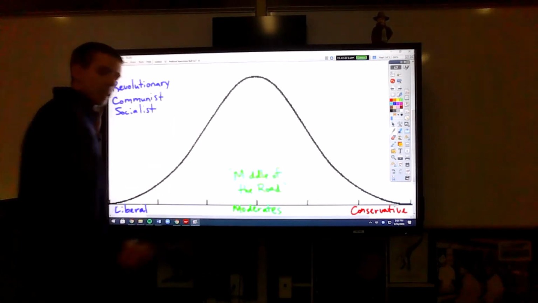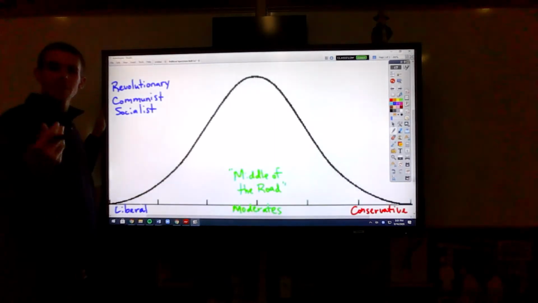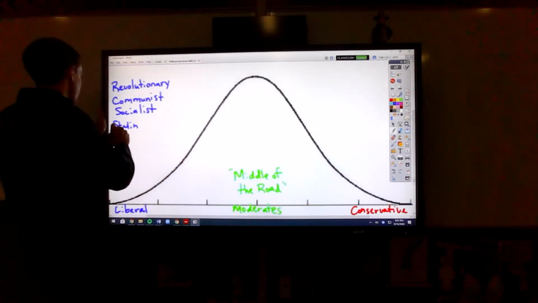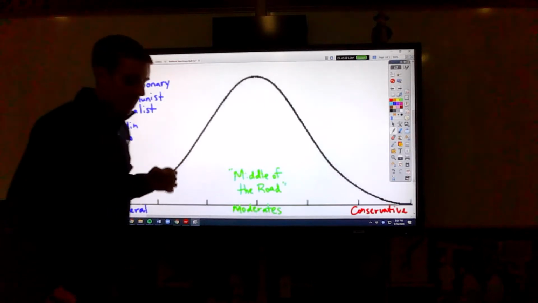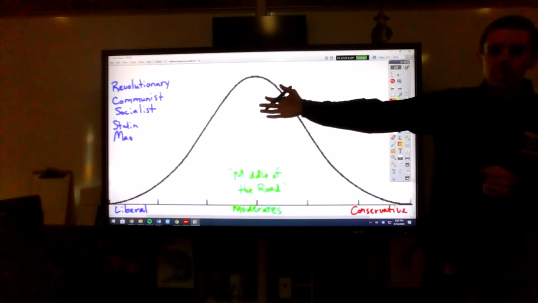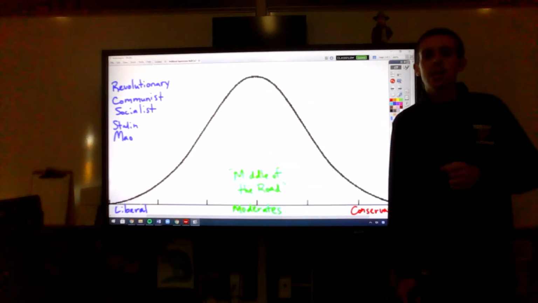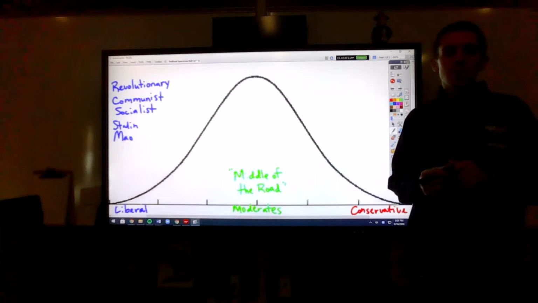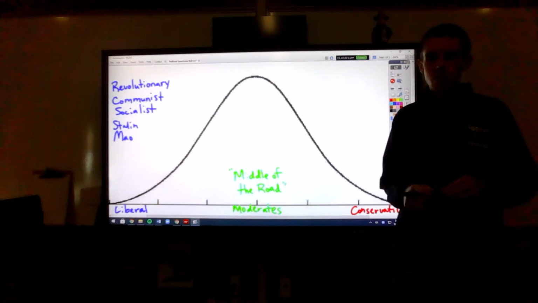So I've got communist, socialist, and I'm going to put Joseph Stalin and Mao Zedong from China. Both of these guys were responsible for killing something like 50 million people, if you use their estimates. So, just drastic change that these guys are trying to do.